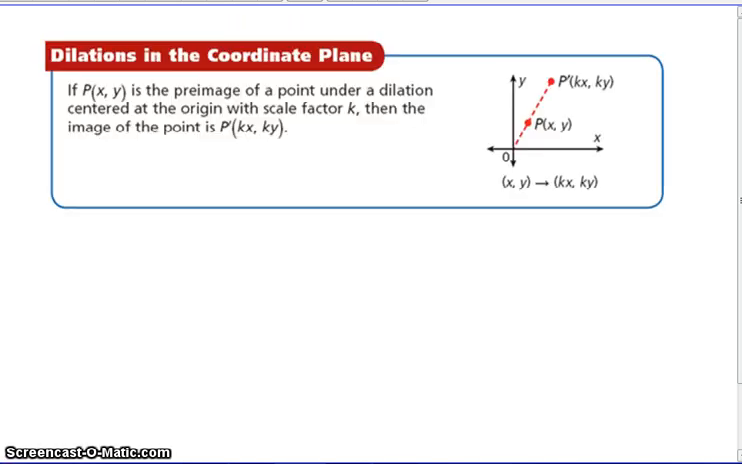If we take dilations to the coordinate plane, we can see that if point P is at (x, y), and it is the pre-image of a point under dilation centered at the origin with a scale factor of k, we would have the image point at (kx, ky), right? So in order to dilate a point whose center is at the origin, we simply multiply each of the coordinates by the factor k.